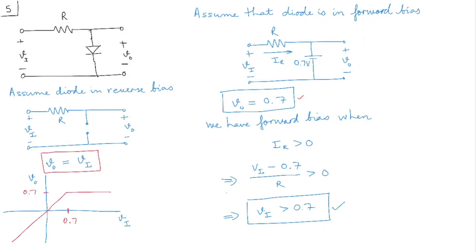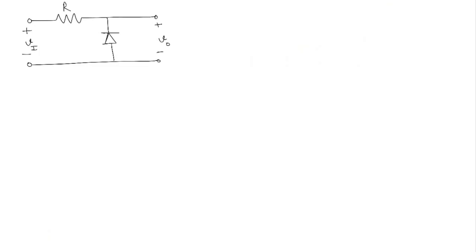Now, in this problem, the circuit is drawn slightly differently. So we've been told that you have a resistance like this, and the diode, instead of being connected like previously, is inverted, right? So this is Vi, this is Vo, and this is R.